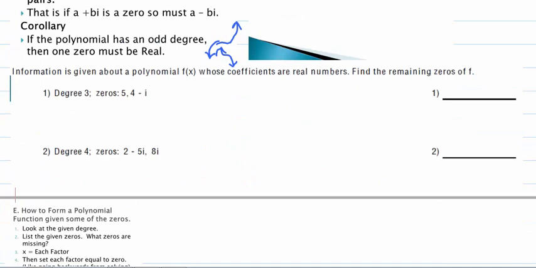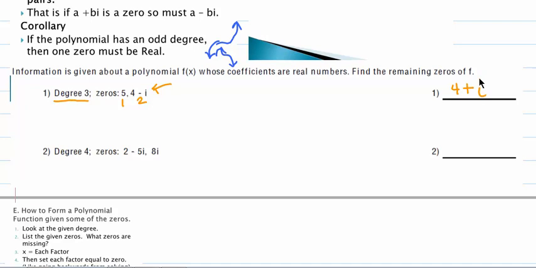Information is given about a polynomial f of x whose coefficients are real numbers. Find the remaining zeros of f. Number 1 has a degree of 3. So one zero is 5. My second zero is 4 minus i. So my remaining zero is the conjugate of 4 minus i. So I have 4 plus i. There's the conjugate of that complex number.